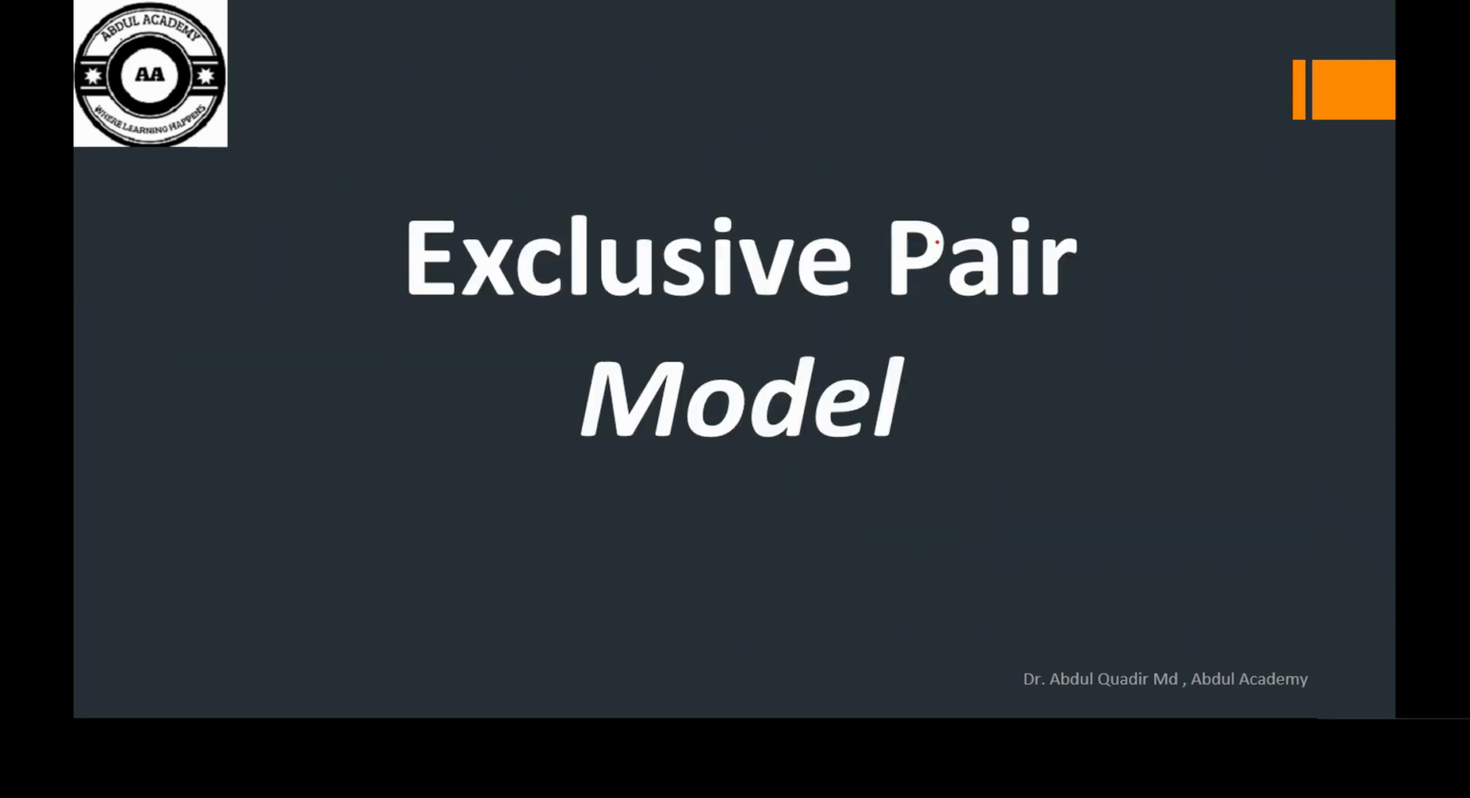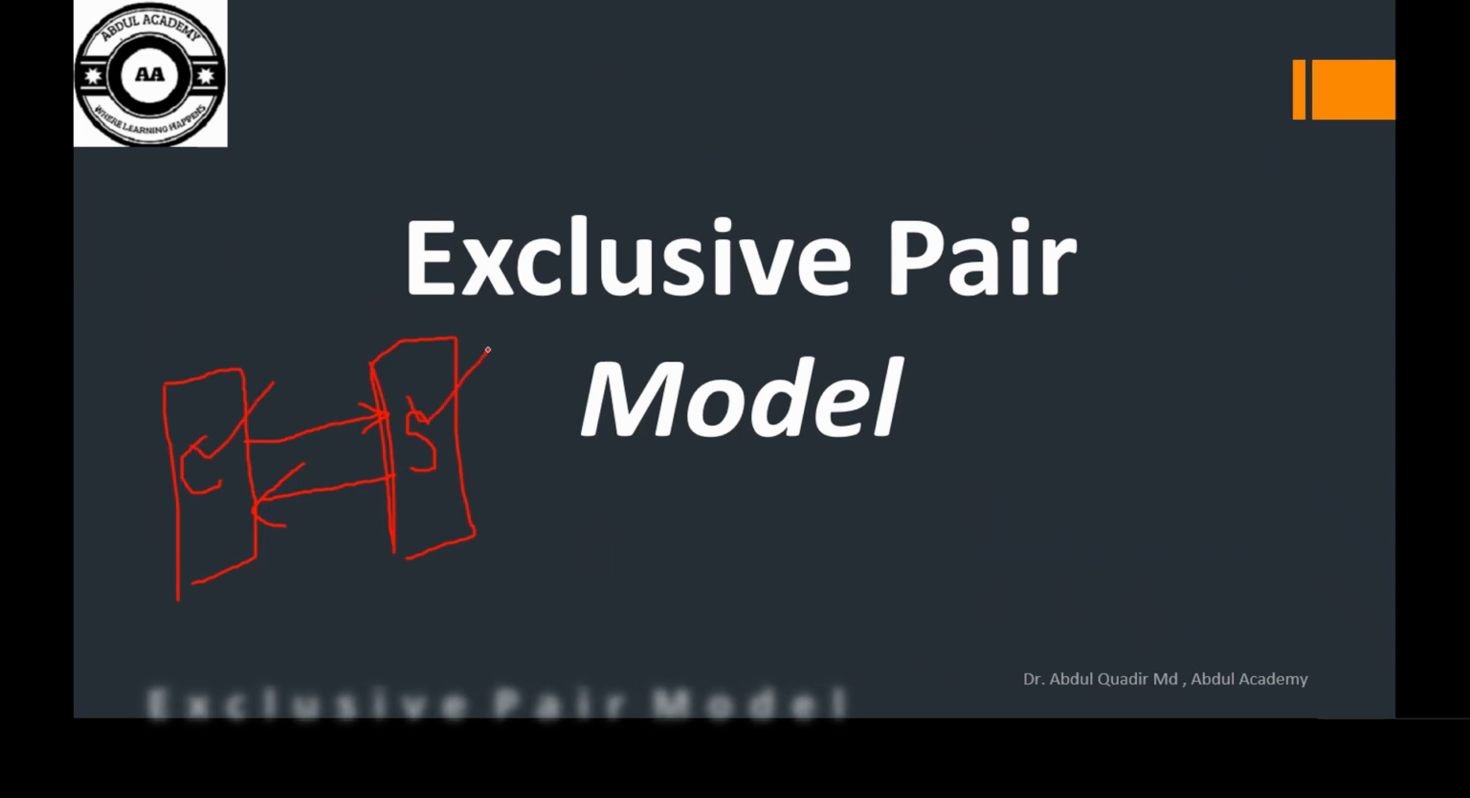And the fourth one is the exclusive pair model. The exclusive pair model works with respect to the client-server model. On one end we have the client and on the other end we have the server. The client requests the server and the server responds to the client. Once the connection is established, there is continuous communication between the client and the server.